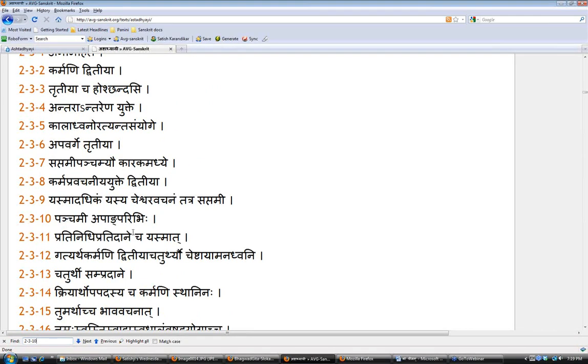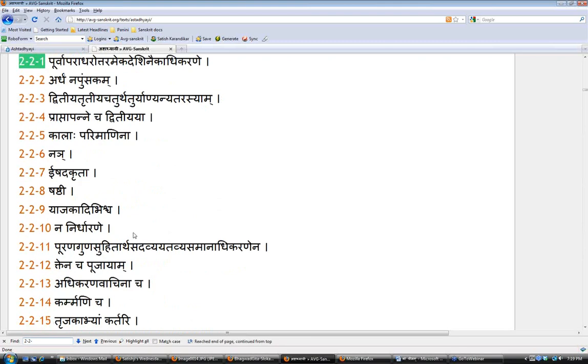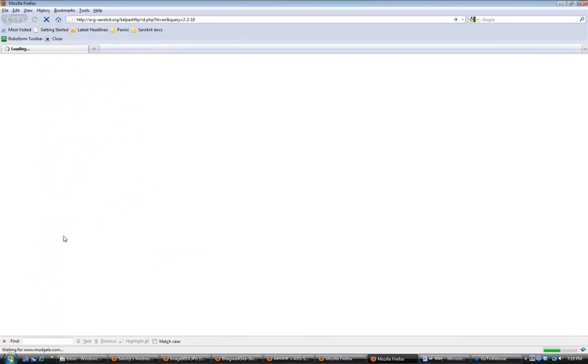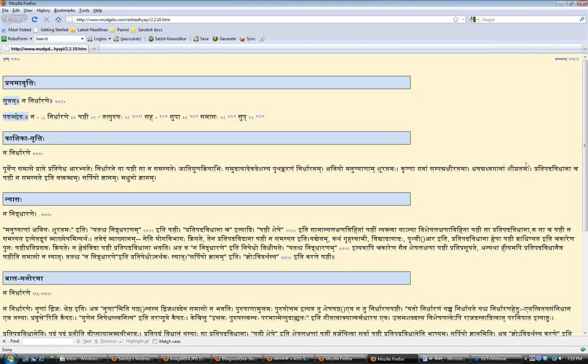2, 2, 10, I'm sorry. Because 2, 2 is samasas and 2, 3 is for vibhakti. So 2, 2, 10, Nirdharane. Let's see what it says. This is a Vartikam: Pratipada vidhana shashti na samasyate iti vaktavyam. So this Pratipada vidhana shashti is the specific shashti prescribed besides sheshe.